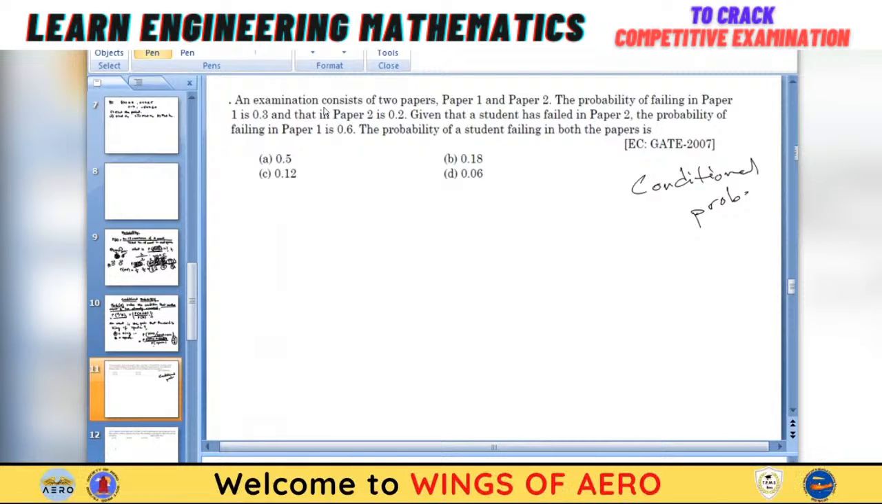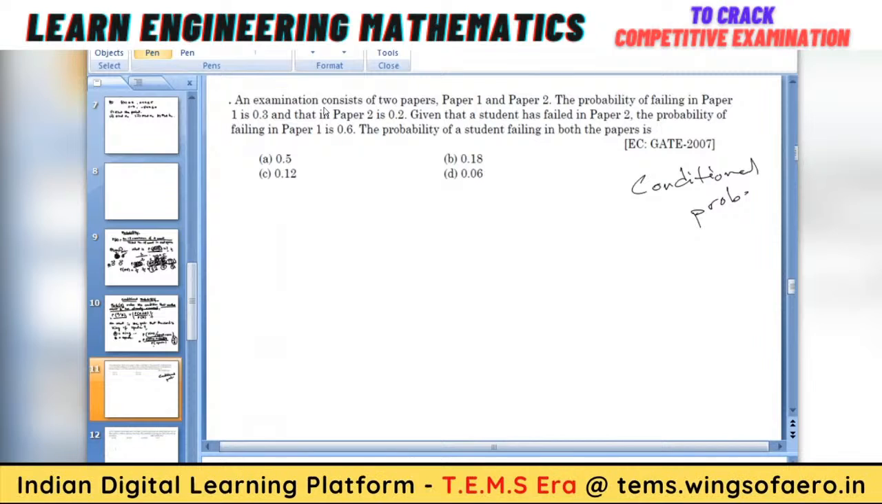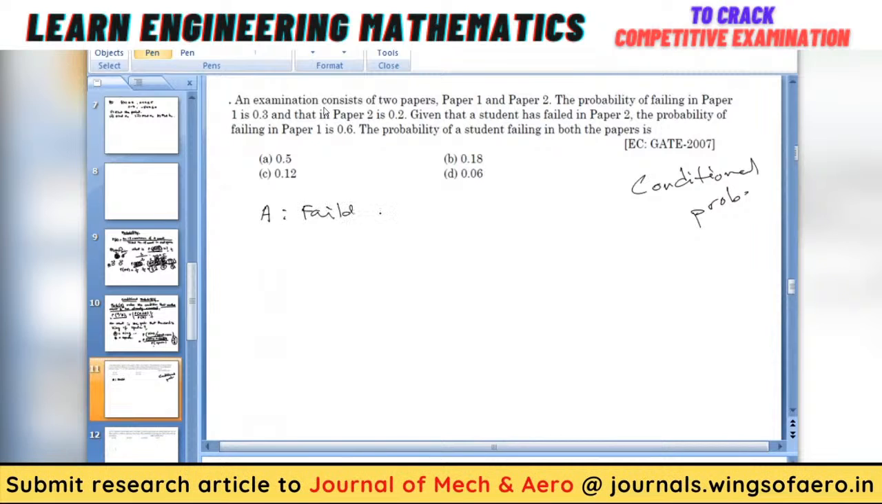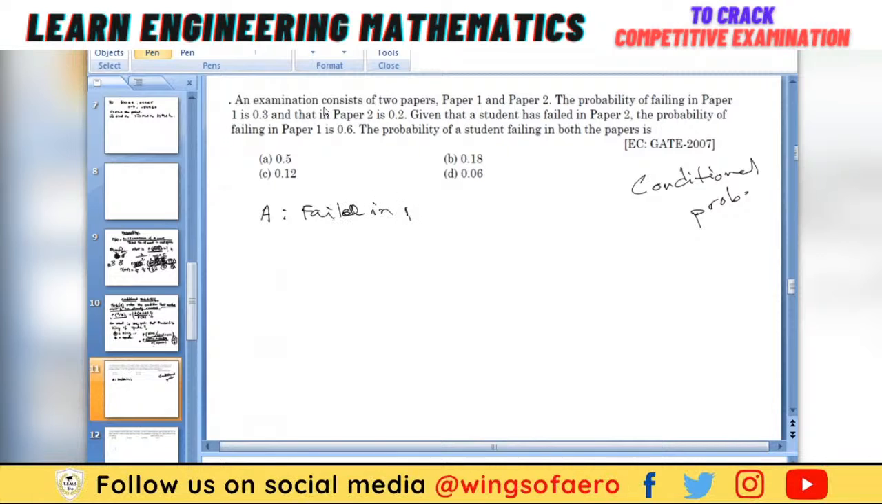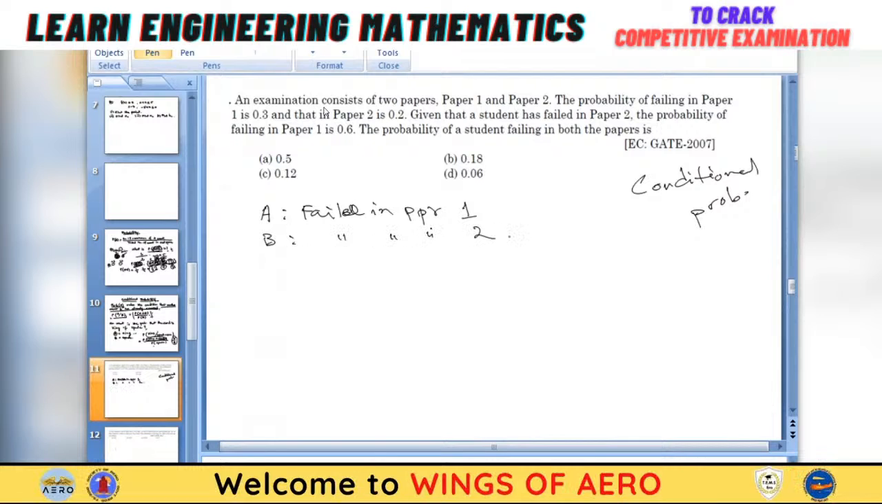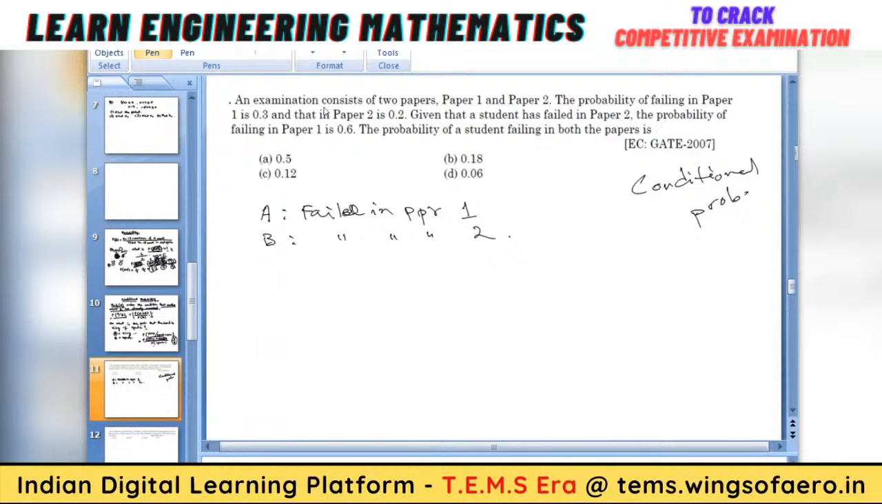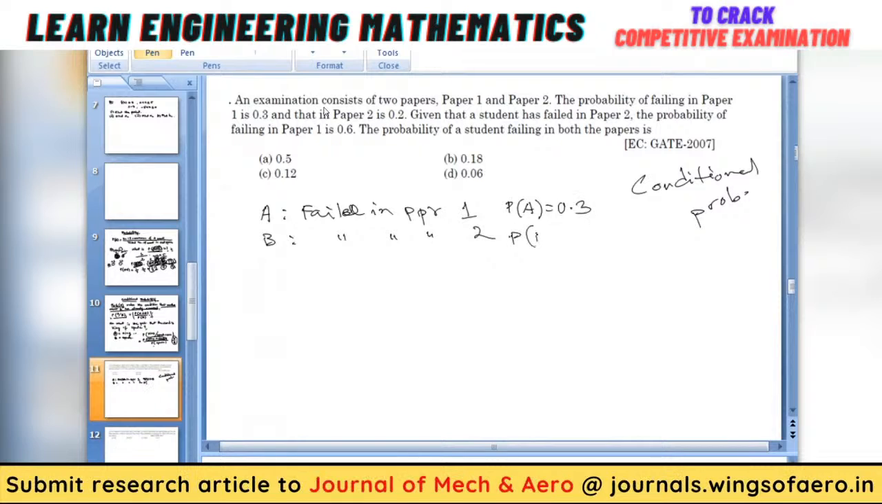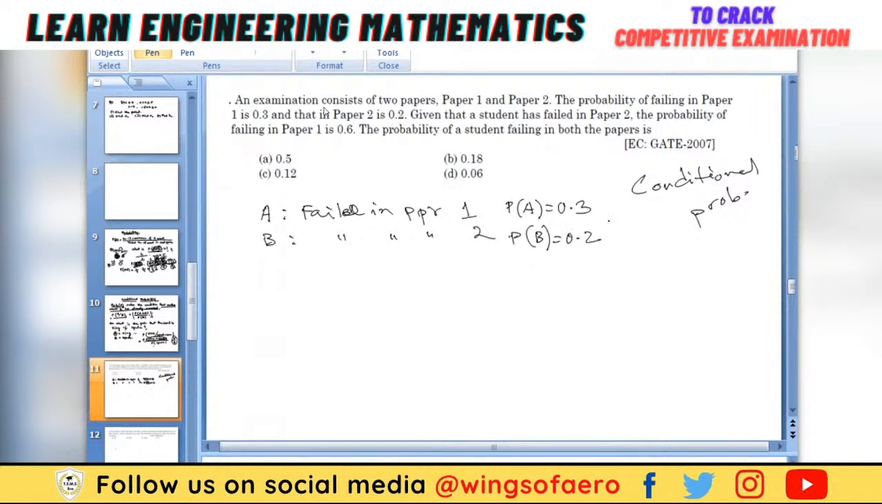C. Okay, so let's find out the answer now. Just consider A as the student failed in paper 1, and B as failed in paper 2. Both the probabilities are given to you. The probability of failing in paper 1 is 0.3, so probability of A is given as 0.3. Probability of B is also given as 0.2.